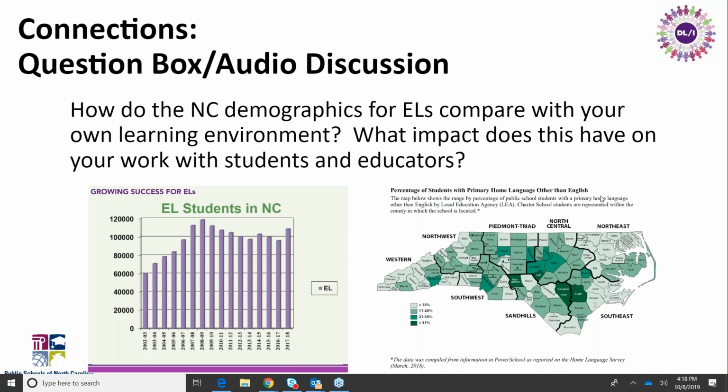Shweta, you are self-muted. I've unmuted you on my end. If you'd like to talk, please unmute yourself. You should have a microphone icon with a little line through it. Just click on that and it will unmute you. There you go.